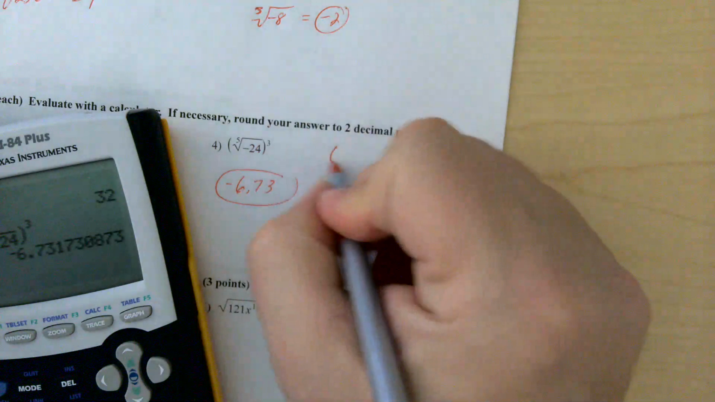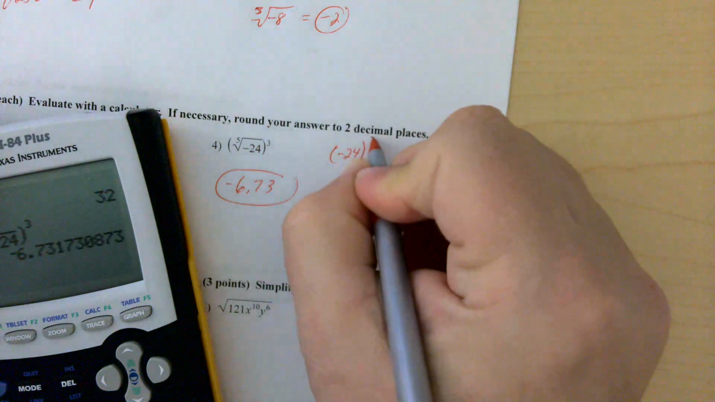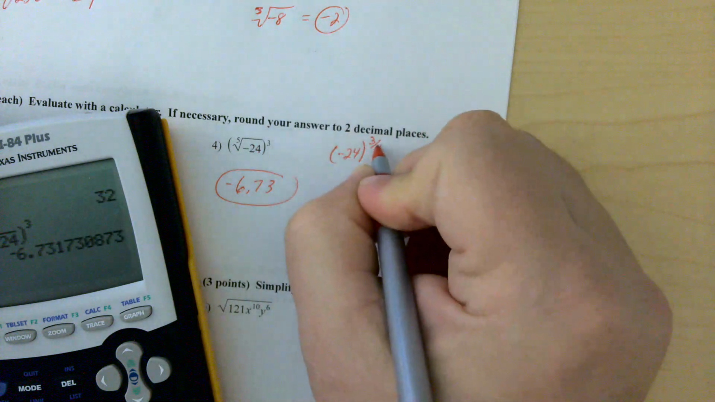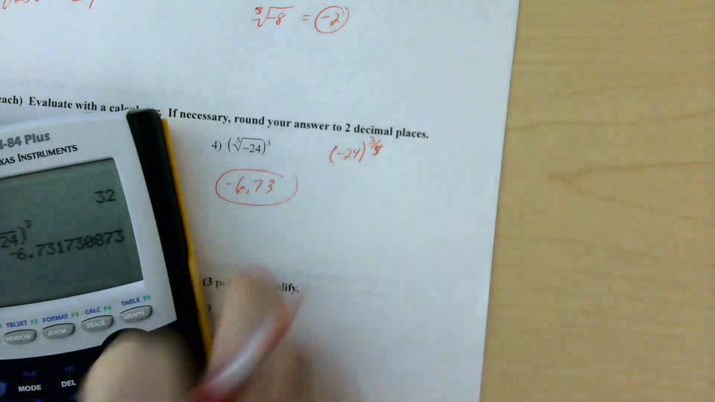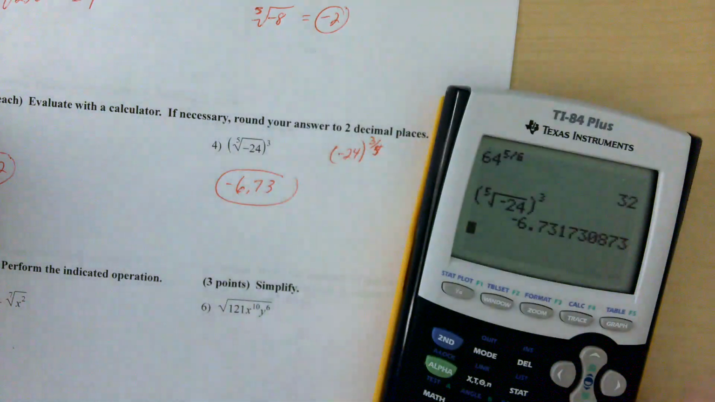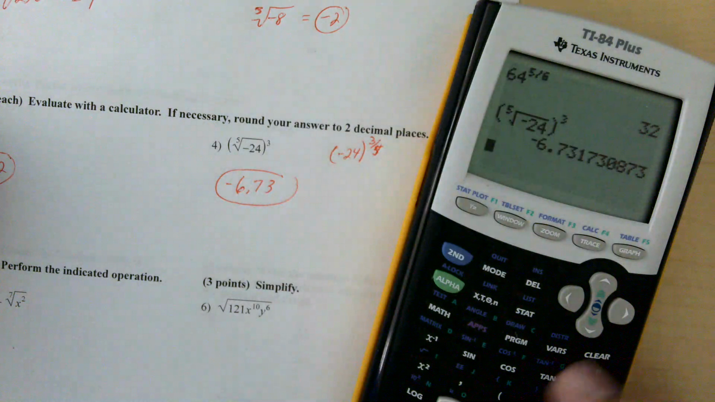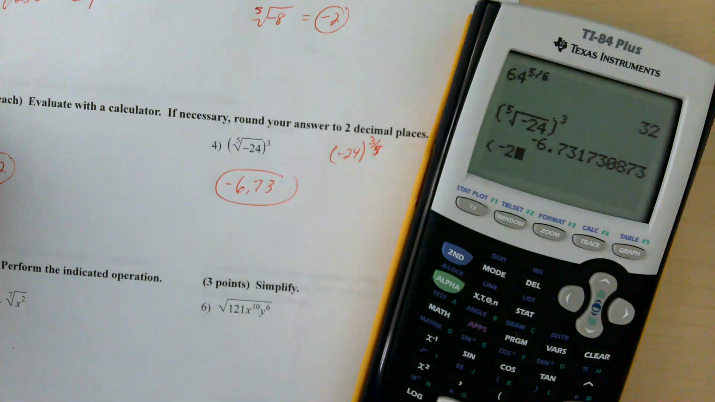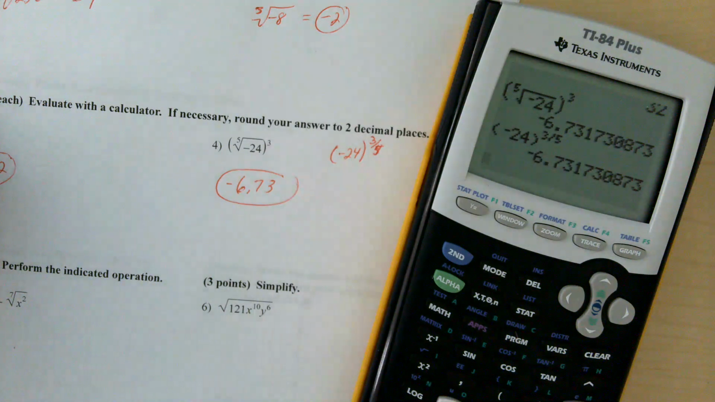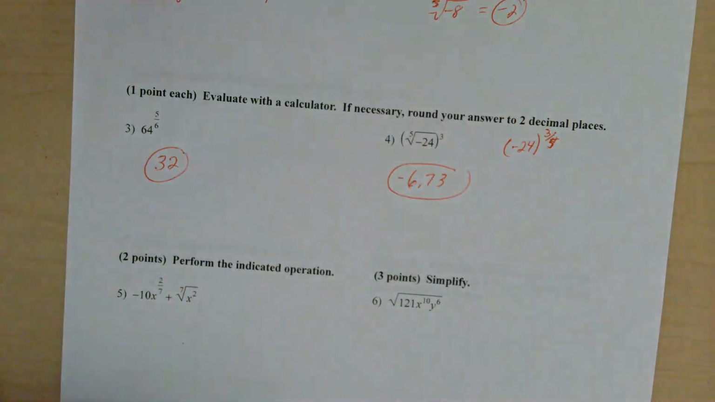If you don't like that, I could raise it to the 3/5 power. Okay, so I get the same answer, parentheses -24, raised to the 3/5 power. It's identical. So it's your choice how you want to type that in.